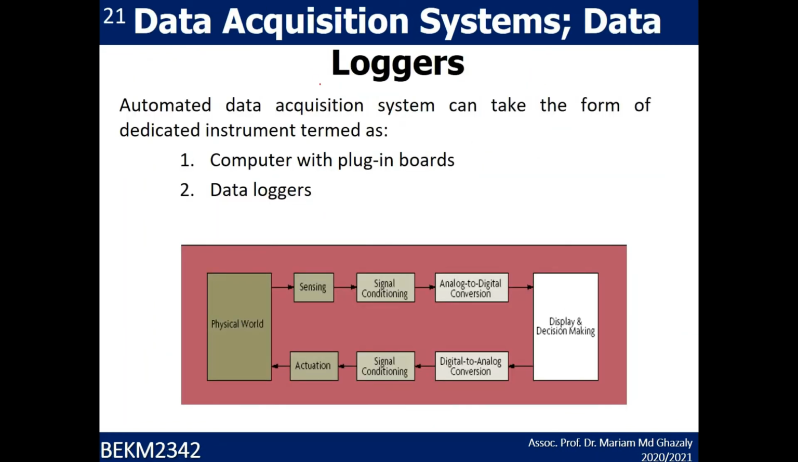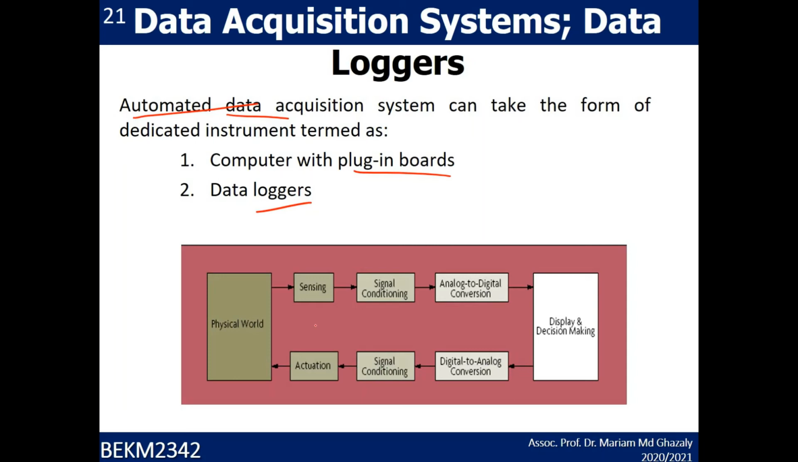And last but not least is the data acquisition system, the data logger. You have learned in signal conditioning that one of the important signal conditioning components is the DAQ card. This is where you actually automate the data acquisition system, and it can take the form of instrumentation, for example a computer with a plug-in board. A computer with a plug-in board is something you see in your normal PC, where you have the board or motherboard. The second one is the data logger.